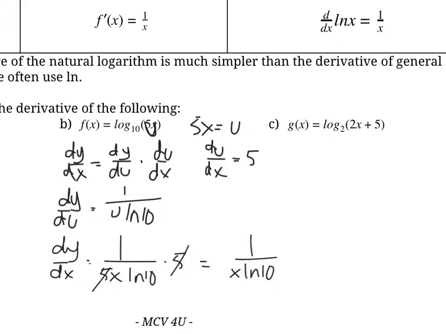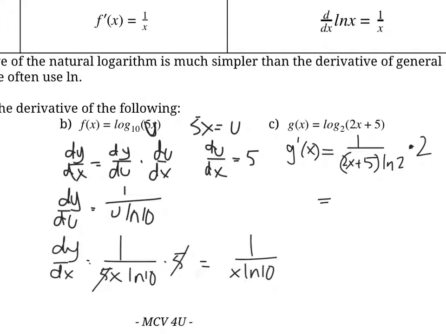So how to do that? G prime of x. Well, if we think about what the derivative of the outside function is, it's going to be log 2 of whatever is inside, right? And the derivative of that is 1 over 2x plus 5 times ln 2, right? And then all we have to do is multiply this by the derivative of the inside function, which is just 2. And that's essentially our answer.